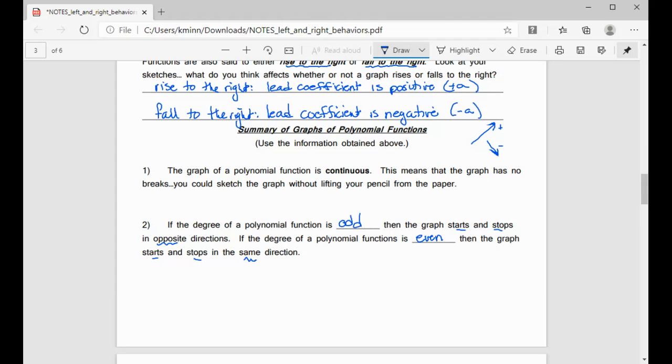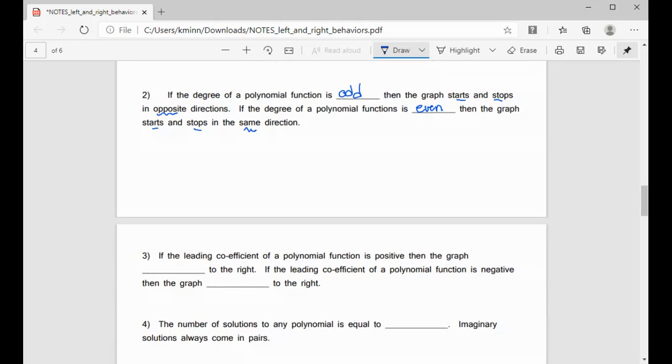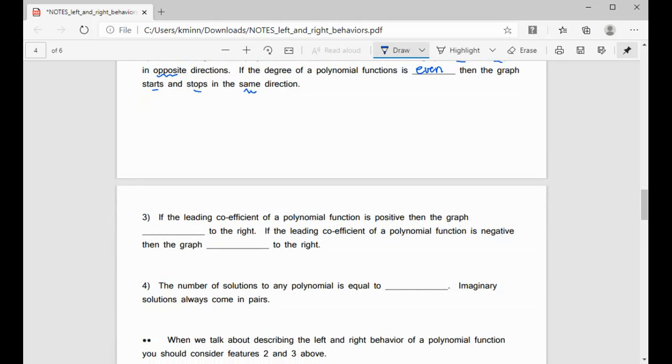So as we talked about group A versus group B. Group A was odd, opposite directions where it started and stopped, and group B was even, where they were going in the same direction. Number 3, if the lead coefficient is positive, then the graph will rise to the right. If the lead coefficient of the polynomial is negative, then the graph falls to the right. And that's what we talked about before with positive or negative A.